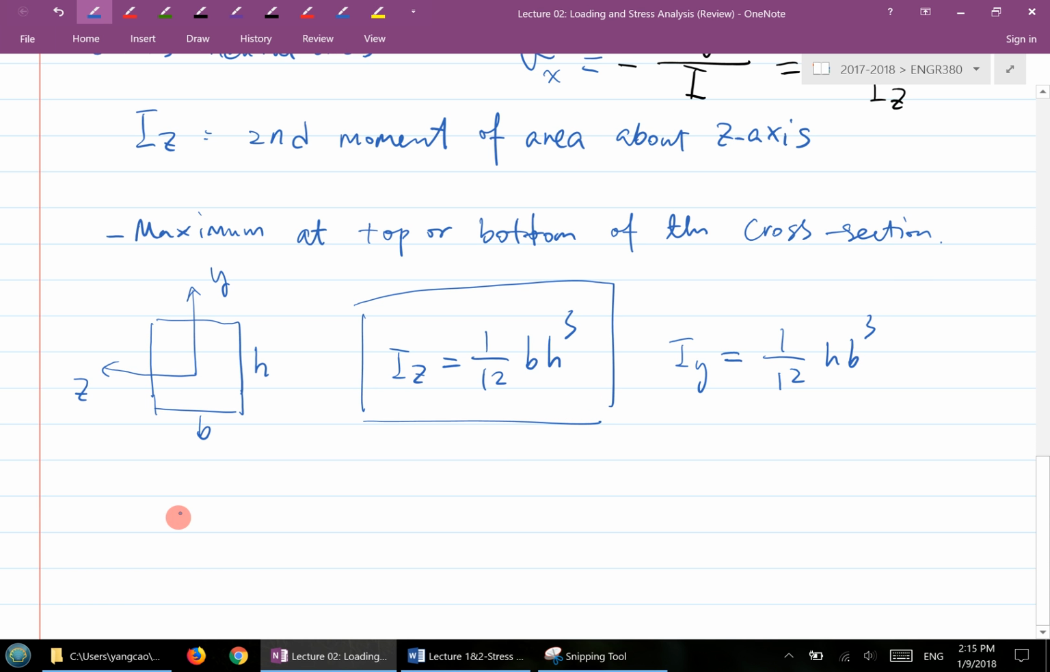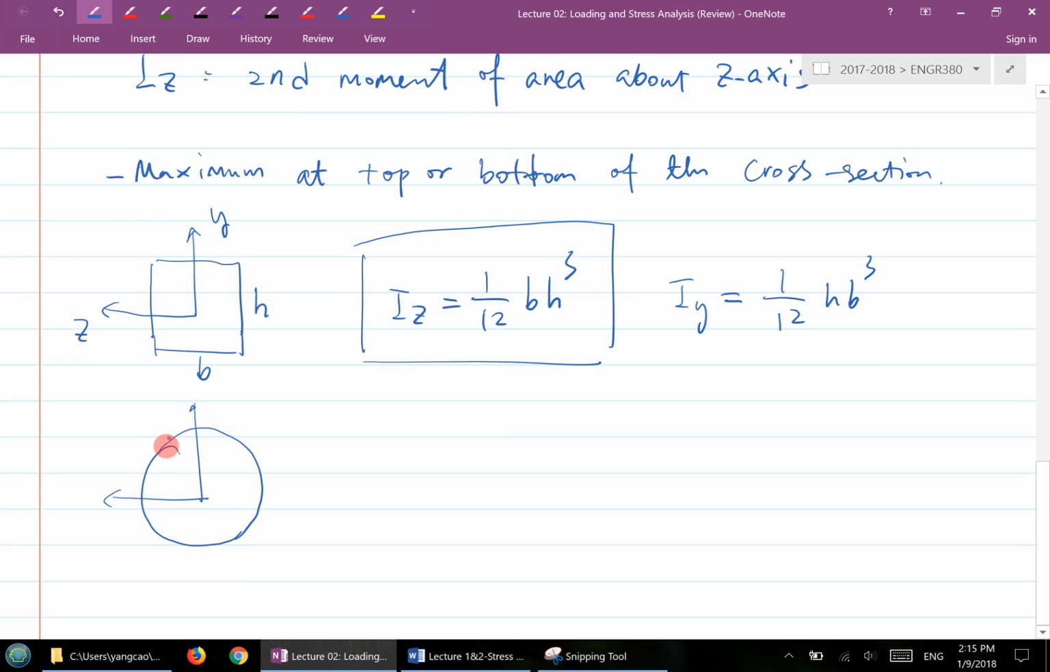If you have a circular cross section, the Iz actually doesn't matter now. It's the same as Iy, basically the same as any axis that goes through the origin. So if the diameter of this circular cross section is d, then Iz or Iy is pi d to the power 4 over 64. Now remember, this d here is the diameter. I have seen in the past some common mistakes mixing the d with the radius, right? Yeah, so completely different results.